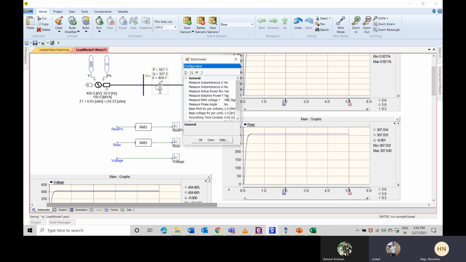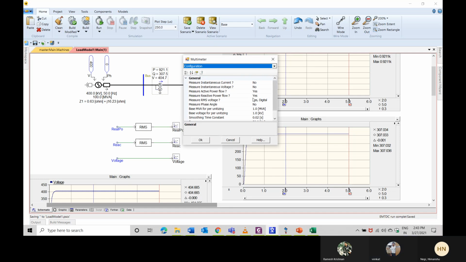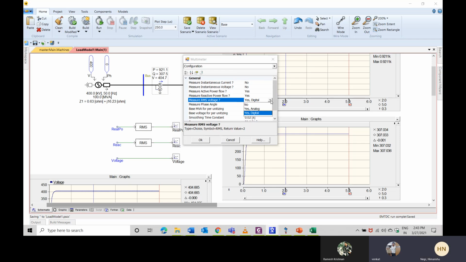With this multimeter, I am measuring the active and reactive power, and the RMS voltage in digital format. The other thing I have to do is put the frequency here. What is the frequency of the system? If you put 60 hertz, it will show wrong values.